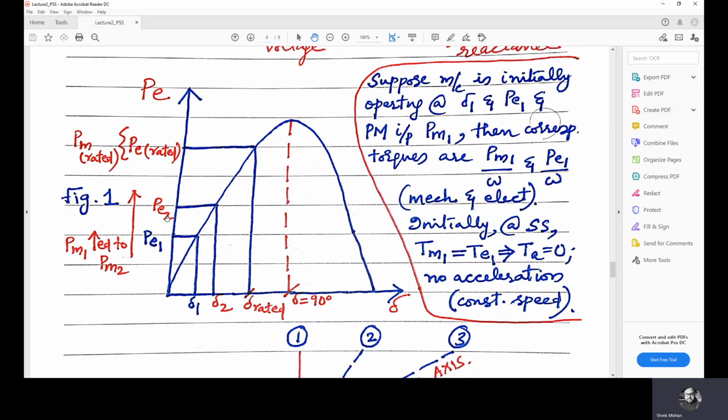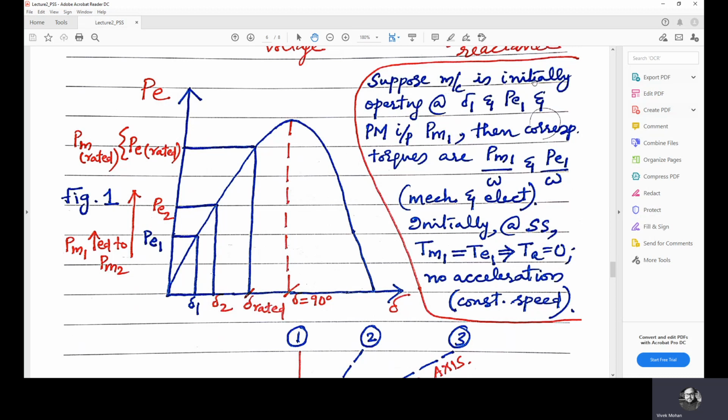So when the machine accelerates, the angle del 1 will increase to angle del 2, right? Because now the electrical power output will increase. Accordingly, sine del will increase and del 1 will increase to del 2. If del 1 is increased to del 2, then PE1 will increase, right?